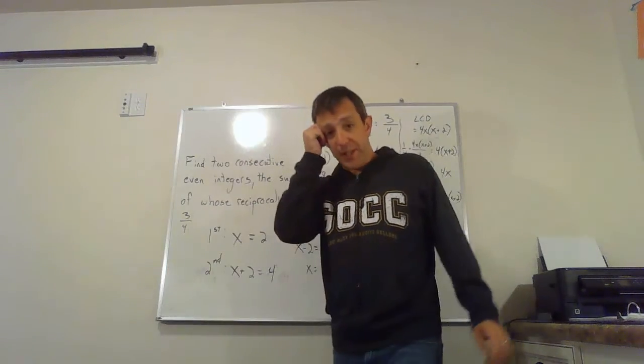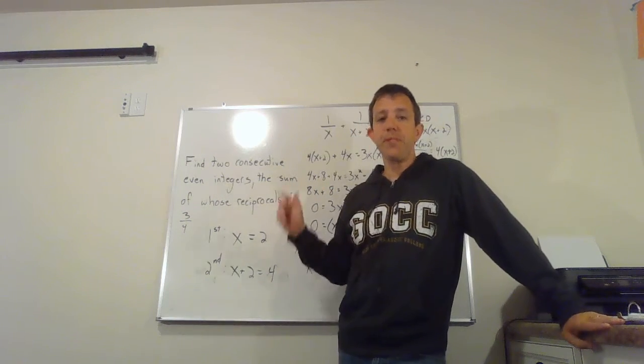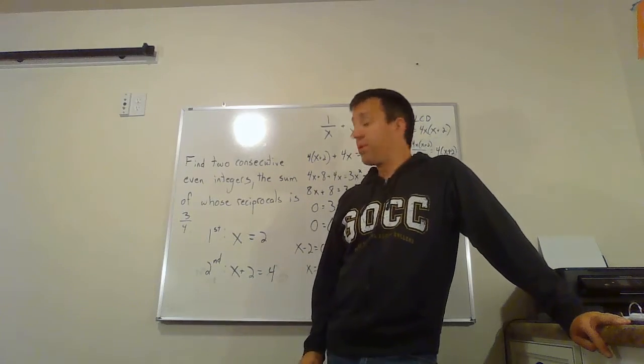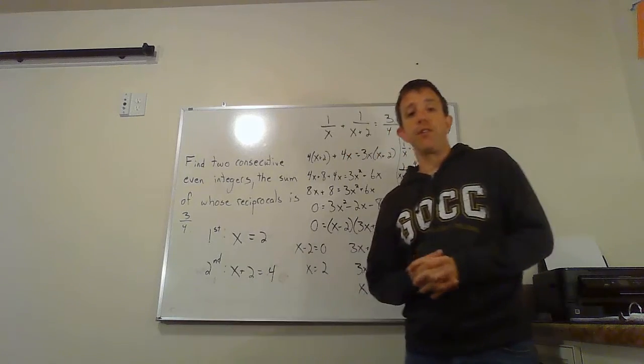All right, so let's continue on. I have another example, then we'll do one more after this. This one says, find 2 consecutive even integers, the sum of whose reciprocals is 3/4. So we're looking for consecutive even integers.